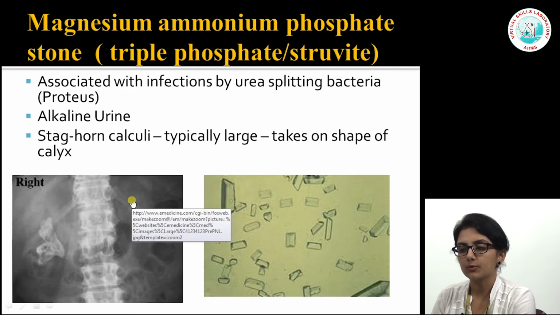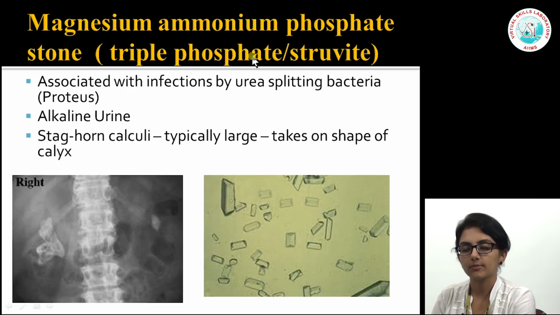The next type of stone is a triple phosphate, the magnesium ammonium phosphate, or what is also called the struvite stone. As I discussed, this is more common in alkaline pH, and therefore in urine when there is an infection with Proteus, which is a urea-splitting bacteria, which would produce large amounts of ammonia and alkalinize the urine. Patients do commonly get triple phosphate stones. And classically on radiology, they're described as staghorn. They're typically large and they take the shape of the calyx, as you can see here.